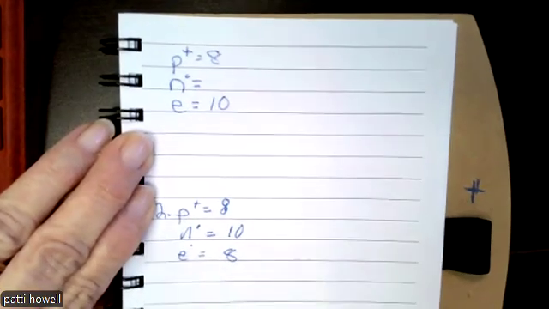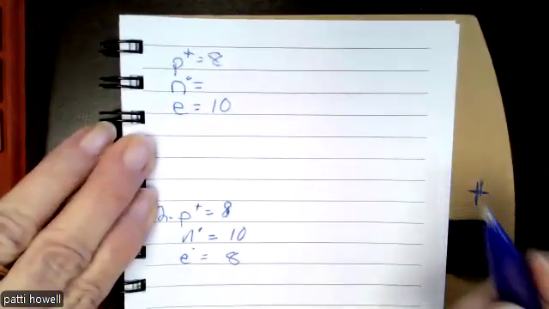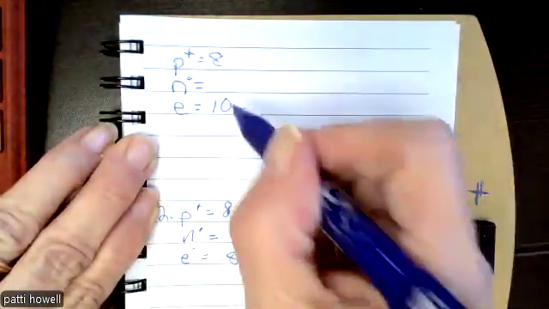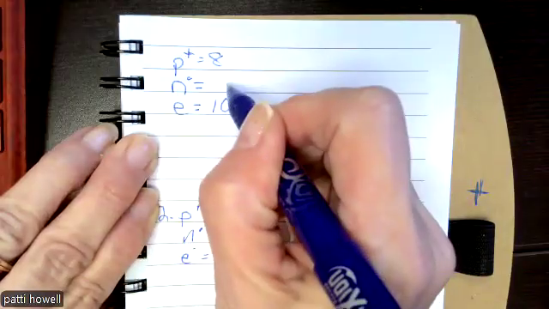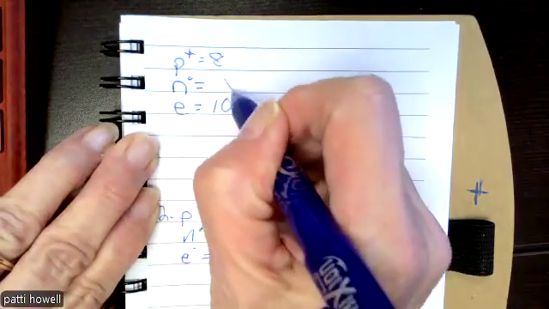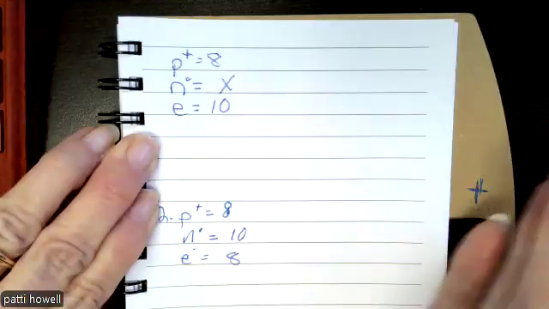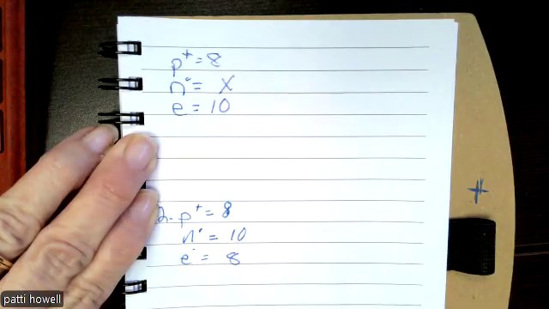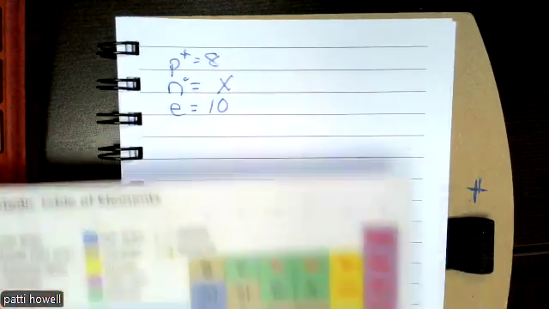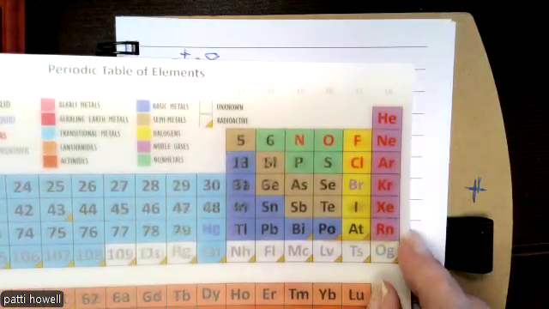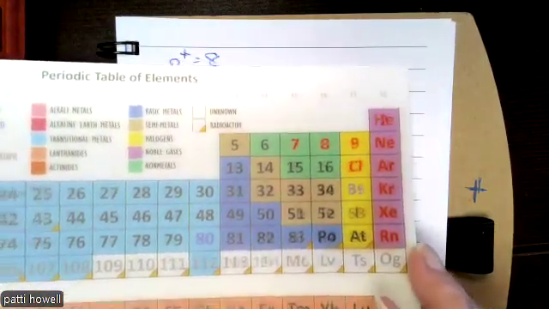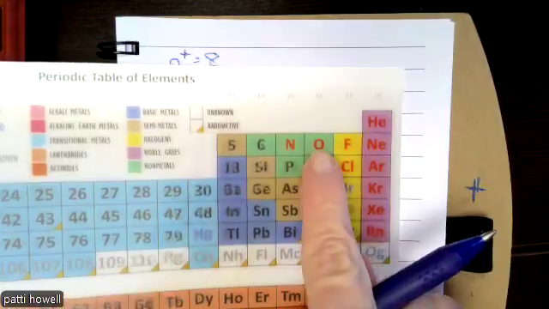All right, the first practice question that we have: 8 protons. We do not know how many neutrons there are. So if you have an X or it's left blank, we have no idea how many neutrons there are. And we have 10 electrons. So by looking at a periodic table, with 8 protons, we're dealing with oxygen, okay?